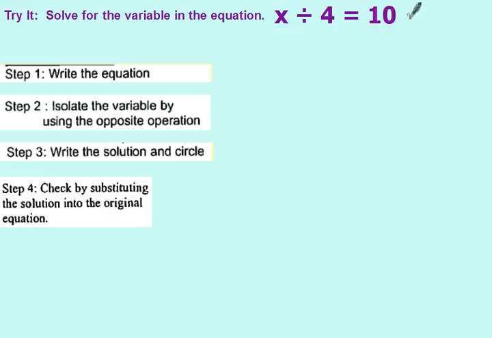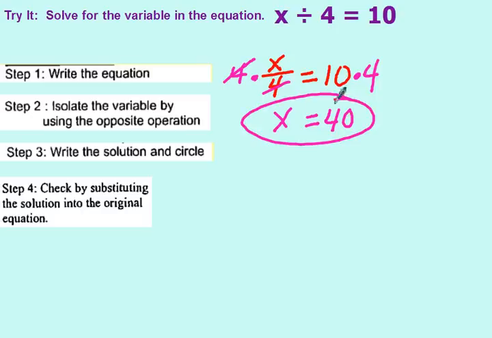X divided by 4 equals 10. Sometimes you'll see them with the old division sign here, and it works better if you go ahead and rewrite it in fraction form. X divided by 4 equals 10. This means the exact same thing, it's just a different form. Now x is being divided by 4, so you want to multiply by 4 on both sides. The 4's will cancel. X equals 40.